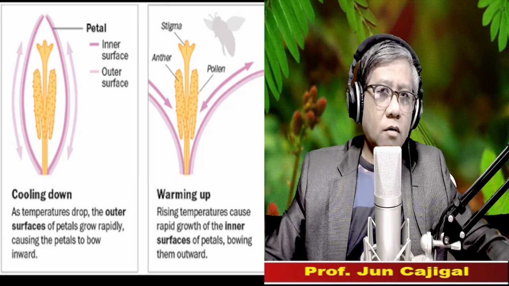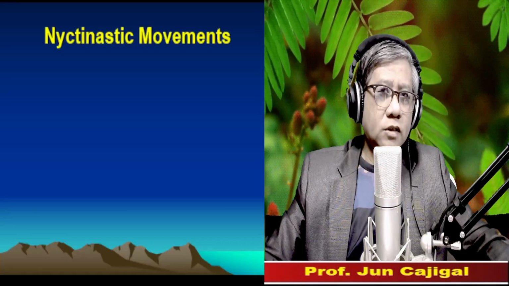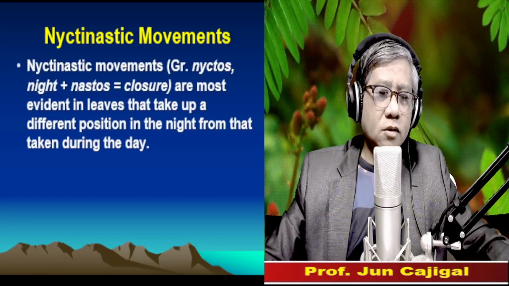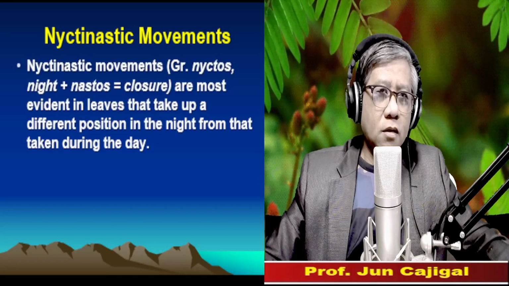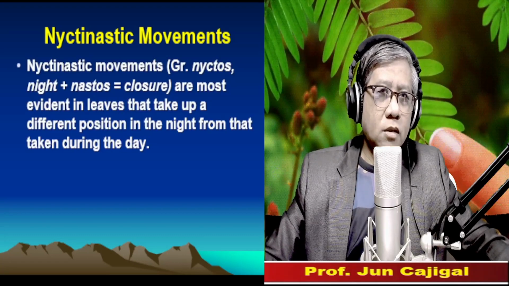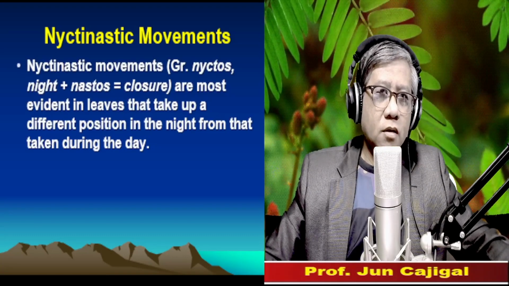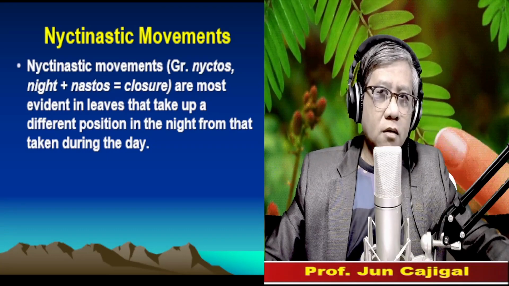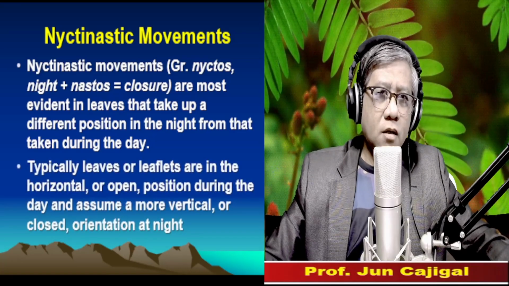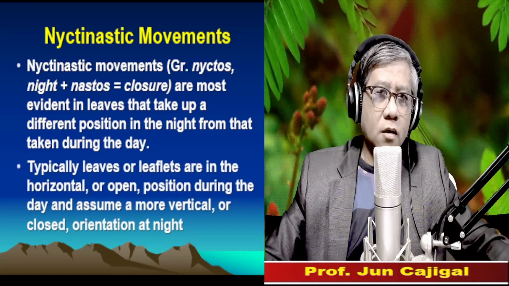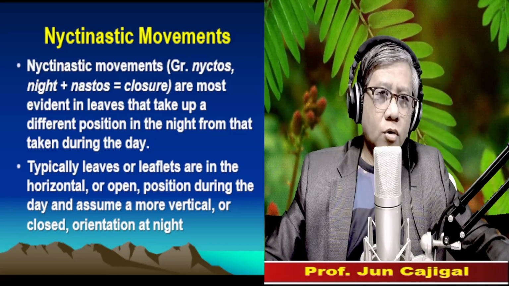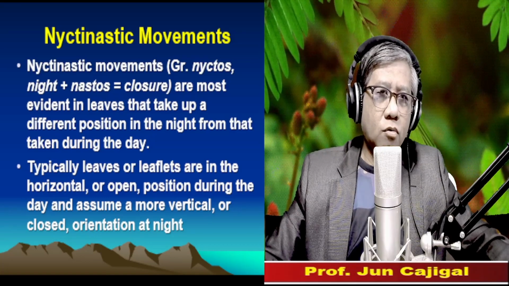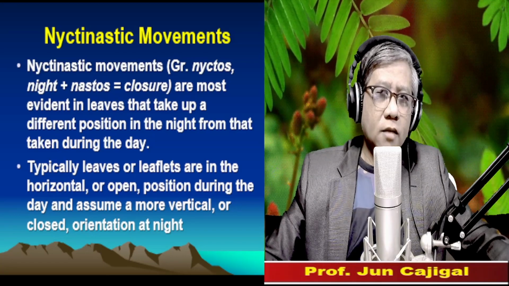Now, another type of plant movement is known as nyctinastic movements. Nyctinastic movements in plants, from the Greek word nyktos meaning night and nastos meaning closure, are most evident in leaves that take up a different position at night from that taken during the day. Typically, leaves or leaflets are in the horizontal or open position during the day, and they assume a more vertical or closed orientation at night.